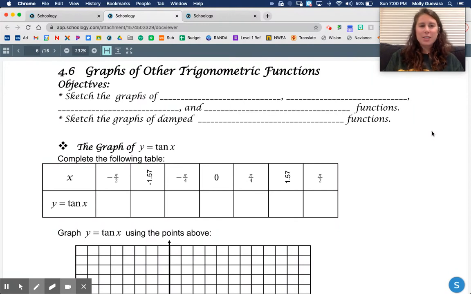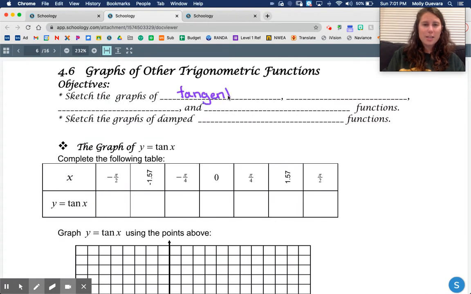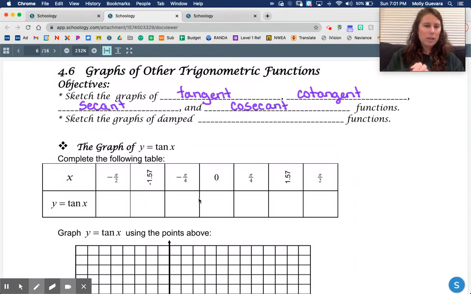So we are doing section 4.6, which is all about graphing all the other trig functions that we had. Last time we did sine and cosine. Now, just to get our objectives out of the way, we're going to look at tangent, cotangent, and then we're also going to look at secant and cosecant. So we're going to look at how we graph those four.